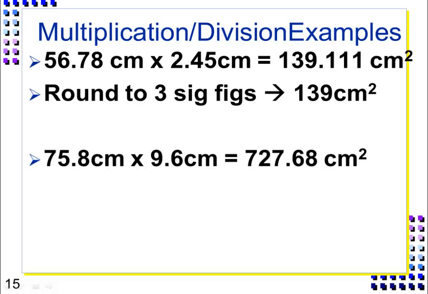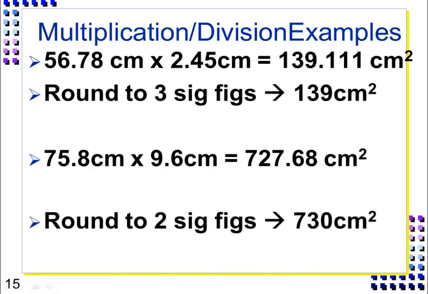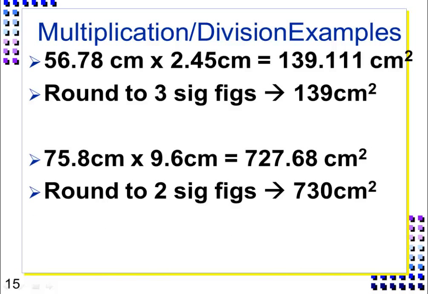Here's another example. We have an answer of 727.68, but the number 9.6 only had 2 sig figs. So our answer can only have 2 sig figs. We need to round that answer off to 730 because in that number, the 0 at the end is not a sig fig. So the 7 and the 3 are our only sig figs there.